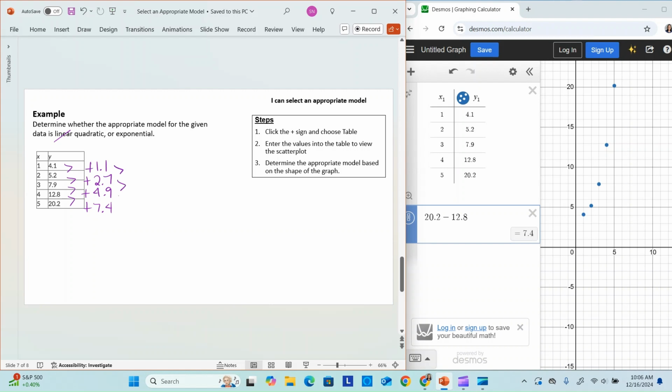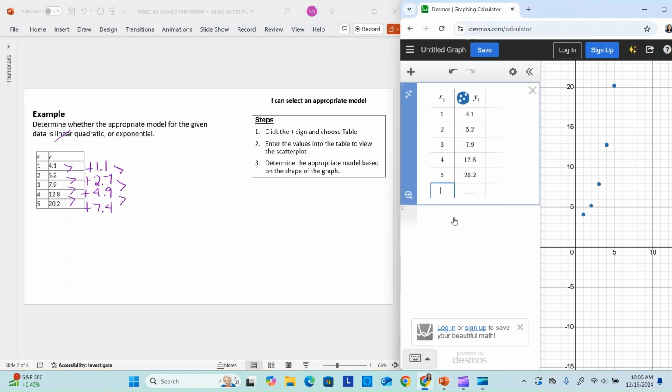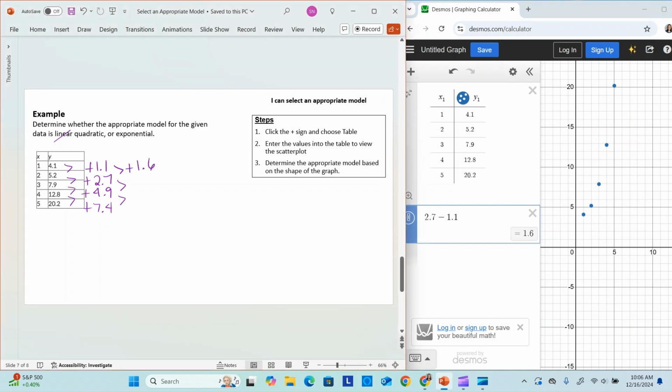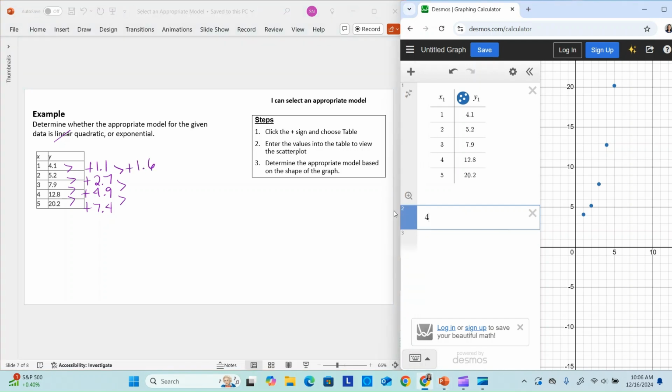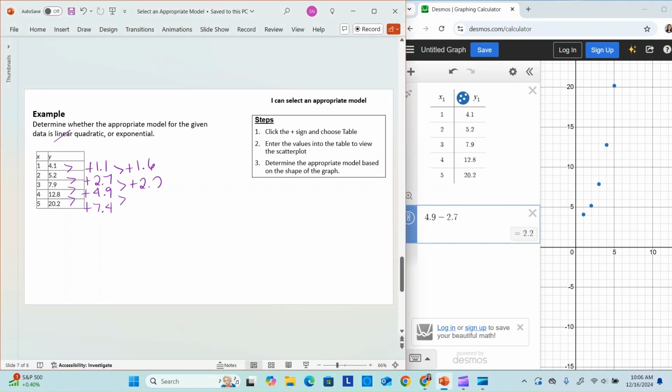So let's look at the second difference now. So I'm going to find the difference in these change values. So I do 2.7 minus 1.1. That's going to be a change of plus 1.6. If I do 4.9 minus 2.7, that's going to be a change of plus 2.2. If I do 7.4 minus 4.9, that's going to be about plus 2.5. Okay, so you can see it's approximately 2. It's not exactly 2 every time. So thinking quadratic might be a good model, but let's just try exponential to make sure.